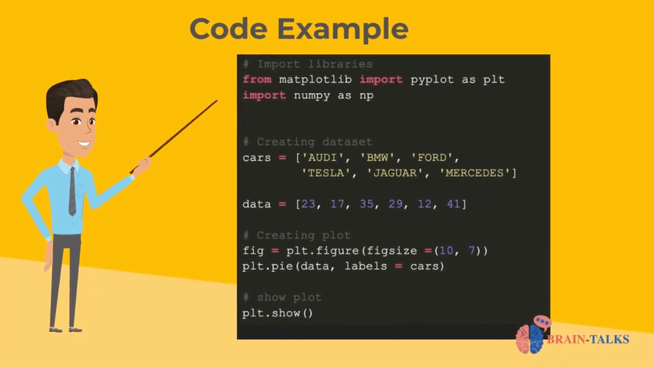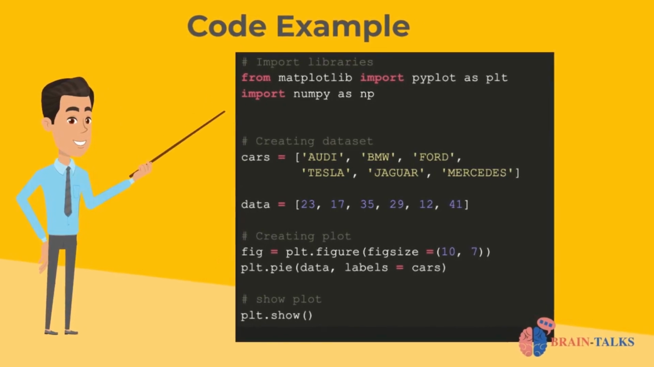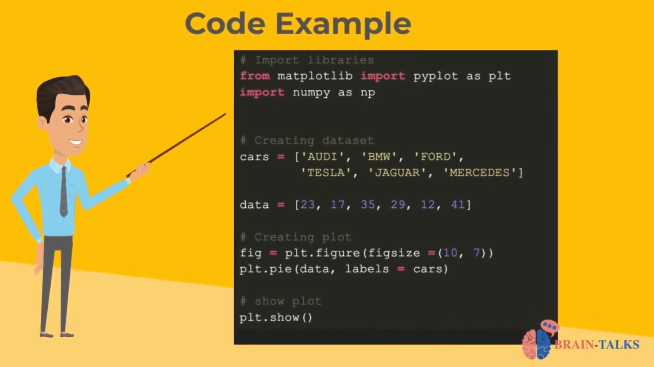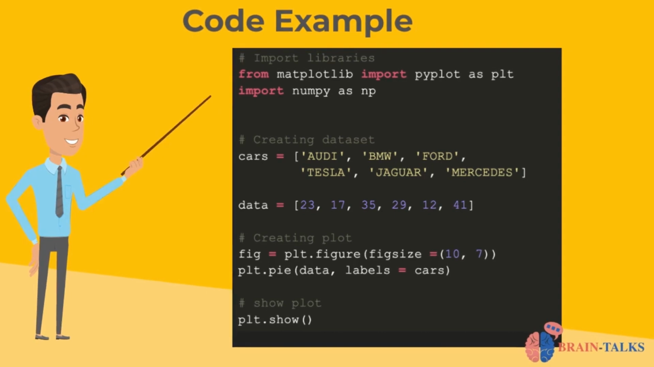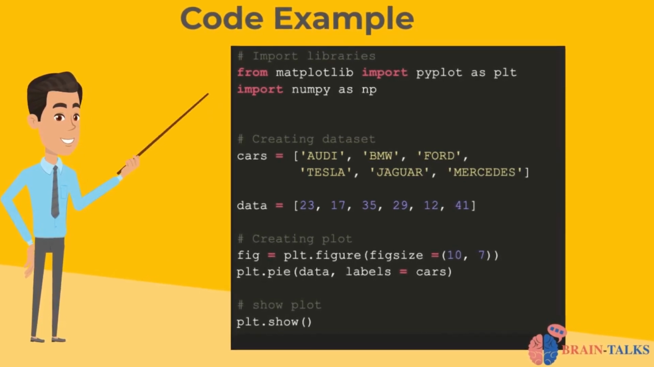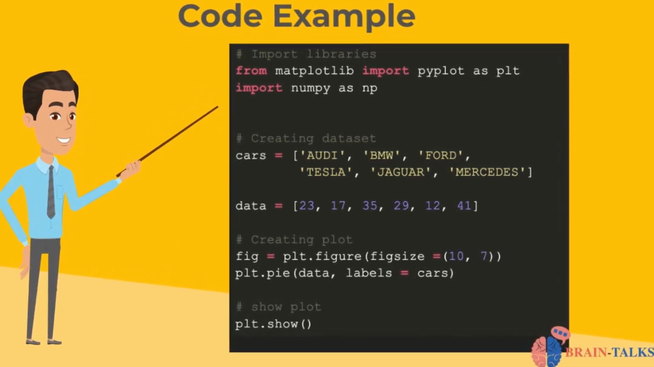Lastly, let's take a look at the code example. By this code example we want to see the percentage of different cars sold by a car showroom. The car categories are Mercedes, Audi, BMW, Ford, Tesla, and Jaguar.